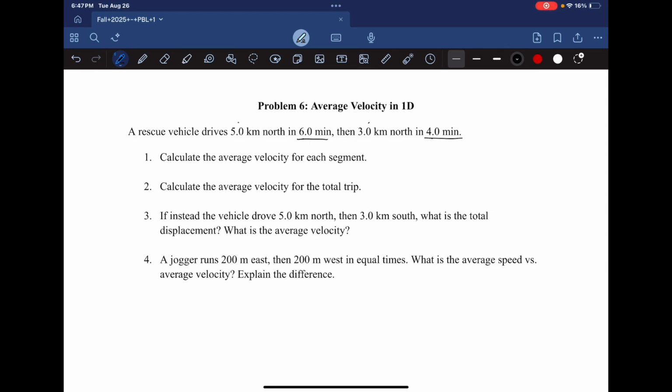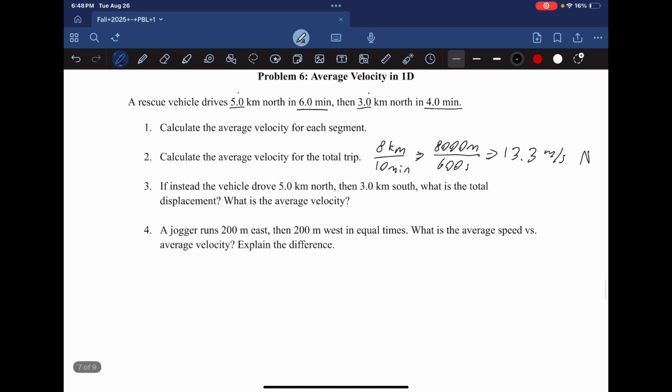For this next part, we want to calculate the average velocity for the total trip. So we need the total displacement, which is 5 kilometers plus 3 kilometers, so that is 8 kilometers. And then the total time, which is 6 minutes plus 4 minutes, so that is 10 minutes. Doing our conversion, that is 8,000 meters for 600 seconds. And then this simplifies, if you plug it into the calculator, to 13.3 meters per second north.